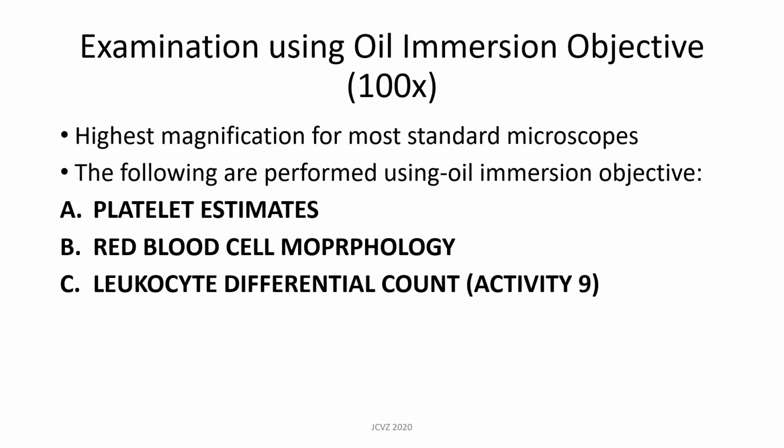Okay? Then finally, we have the examination of our peripheral blood smear using the oil immersion objective. The oil immersion objective has a magnification of 100 times. Okay? It has the highest magnification for most standard microscopes, and this objective or magnification is used to perform platelet estimates, red blood cell morphology, and your leukocyte differential count.